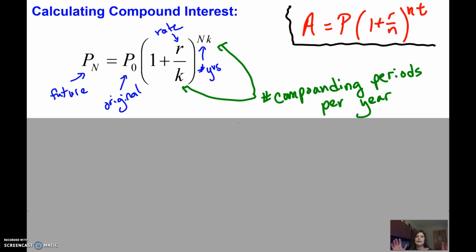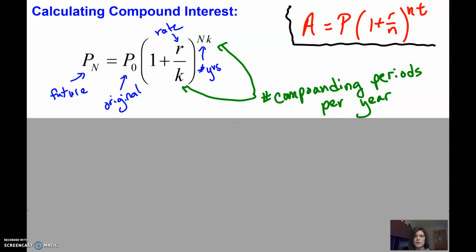Now, don't get intimidated with all the little letters and arrows and things. Here's the formula from your book. P sub n, which always stands for the amount in the future at time n, equals P sub 0. So again, we're starting with the principal, the original amount, times the quantity. Here's where it gets a little different. We're going to do 1 plus r over k, and then all of that's going to be raised to an exponent of nk.